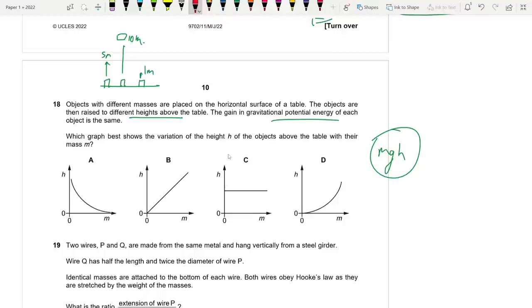You see? So, for example, what if the object that was moved to 10 meters had a mass of 1 kg? Then the object moved to 5 meters needed to have a mass of 2 kg, and the object moved to 1 meter needed to have a mass of 10 kg. Clear? 10 times 1 is 10. Also, 2 times 5 is 10. What does that mean?